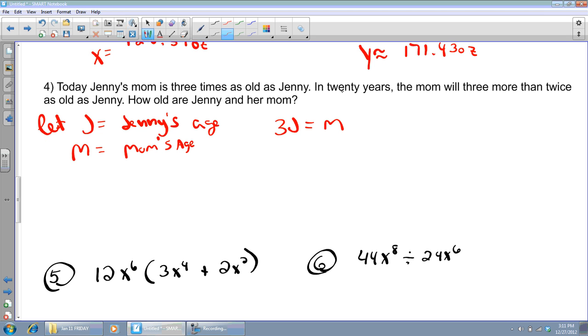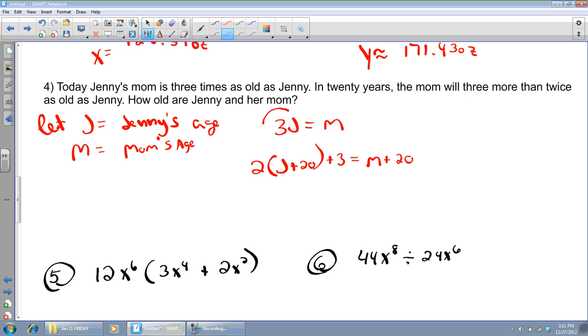That's my first equation. In 20 years, Jenny will be J plus 20. Mom in 20 years will be M plus 20. The mom will be 3 more than twice as old as Jenny. So I need to double that. But if I double them, they're not equal. Mom's still 3 more than that, so I got to give Jenny 3 more. And there we go.